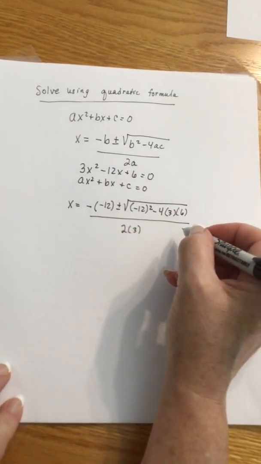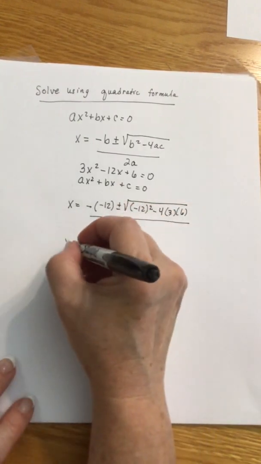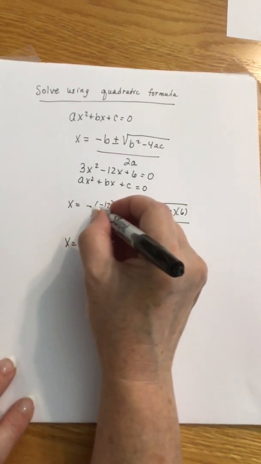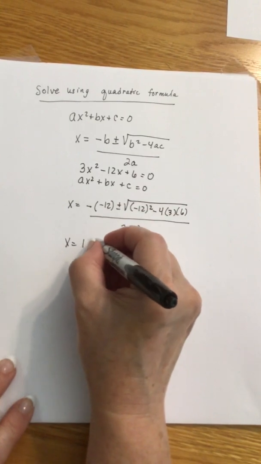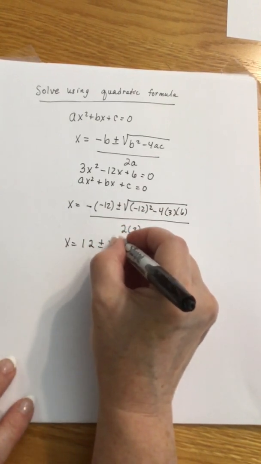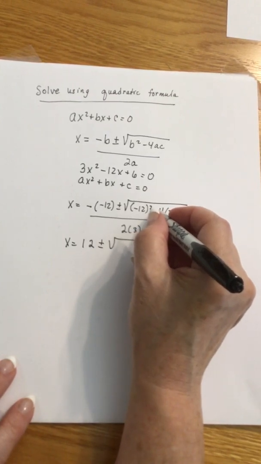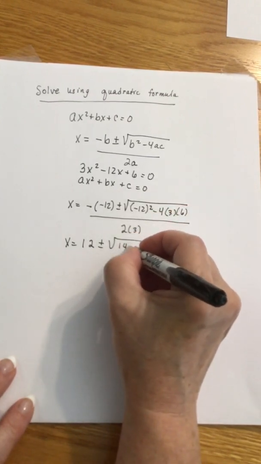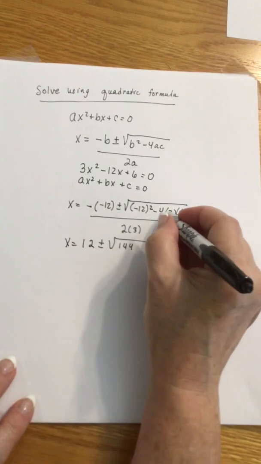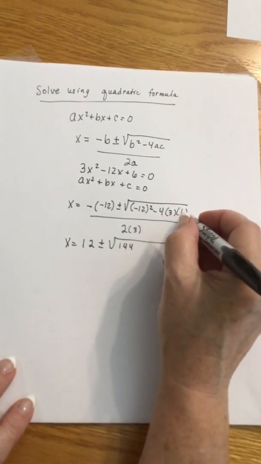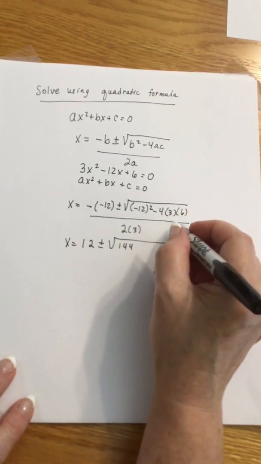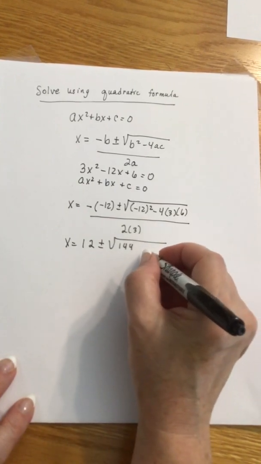So now we simplify all of this. That gives me x equals negative times negative, which gives me a positive 12, plus and minus the square root of negative 12 times negative 12, because that's what squared means, which is going to give me 144. 4 times 3 is 12, times 6 is going to give me 72. So I'm going to have a minus 72.